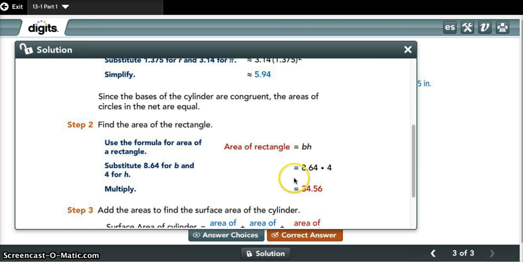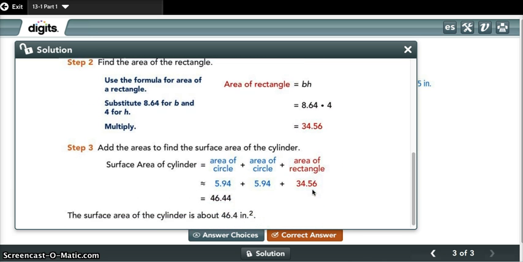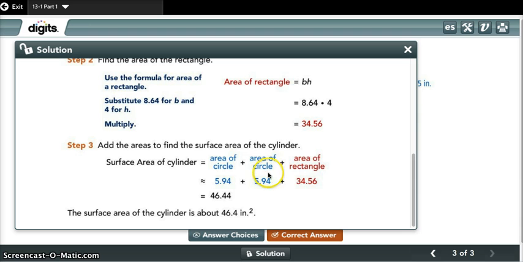Then the area of the rectangle is base times height or length times width. So 8.64 times 4, which gives you 34.56. Area of the first circle plus area of the second circle plus the area of the rectangle gives us our total surface area.